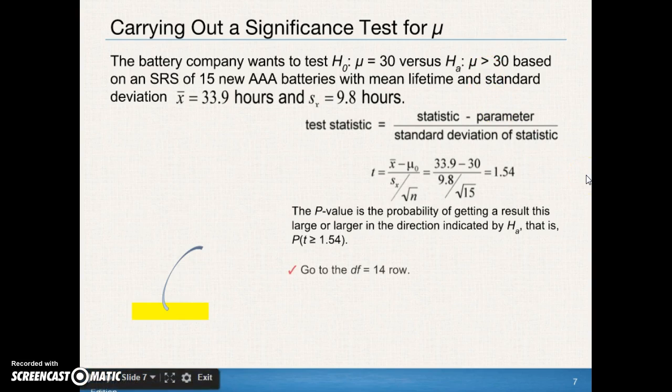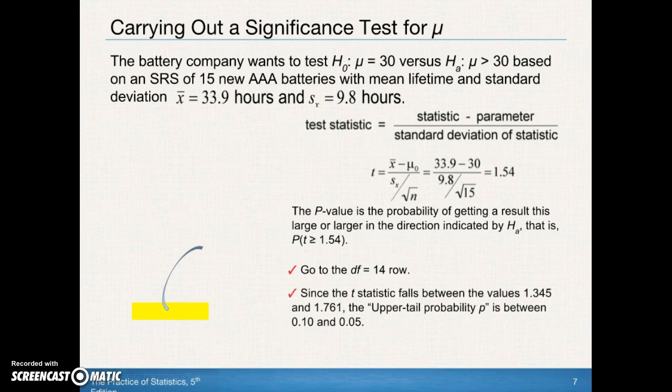So how do we find that p-value? First, we have to go to the t-table, and we're going to the row for degrees of freedom 14, because we had 15 in our sample, n minus 1 is 14. Then, since the test statistic falls between values 1.345 and 1.761, again, it's going to give you the upper tail always. So the upper probability is between 10 and 5%. When you're looking in the table, it's always going to give it to you backwards, but that means our p-value is between 5 and 10%.